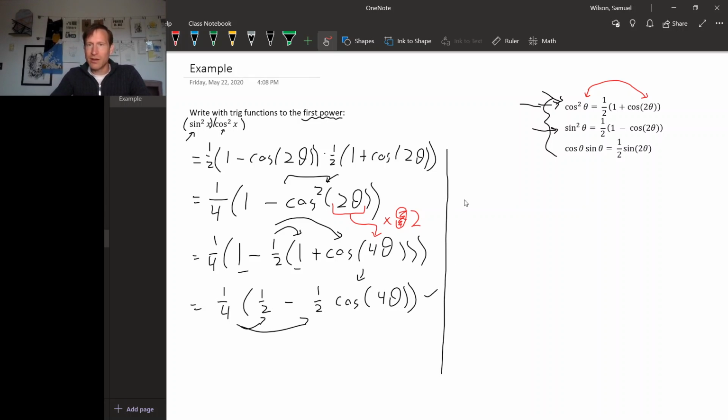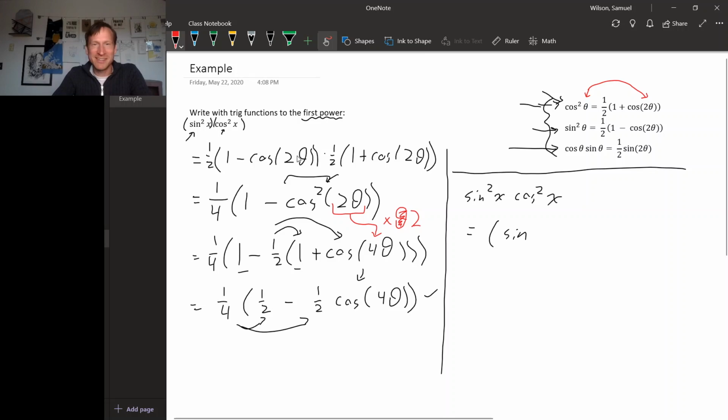Let's look at another way to do this. So let's start over again with sine squared x times cosine squared x. The other way to do this is, you see we have a product of sines and cosines. We never used our product of sine and cosine identity here. So we could rewrite this as sine x. Oh, it was supposed to be x's the whole time and not thetas. All of these thetas should be x's. Sorry about that. All x's. Okay.